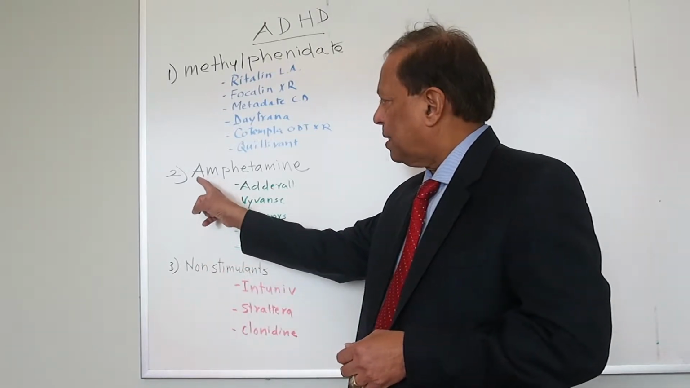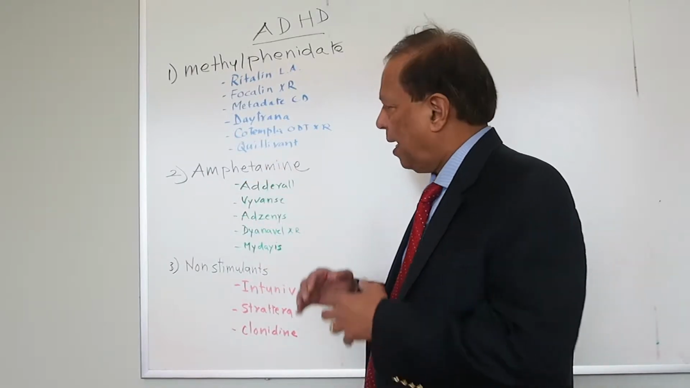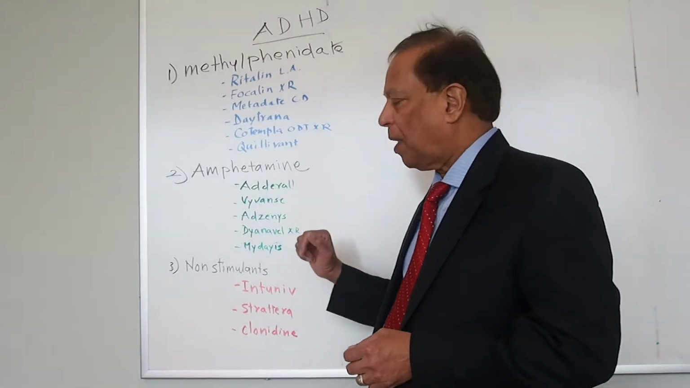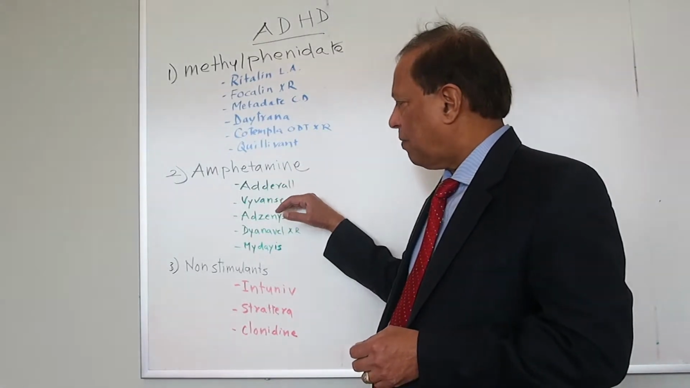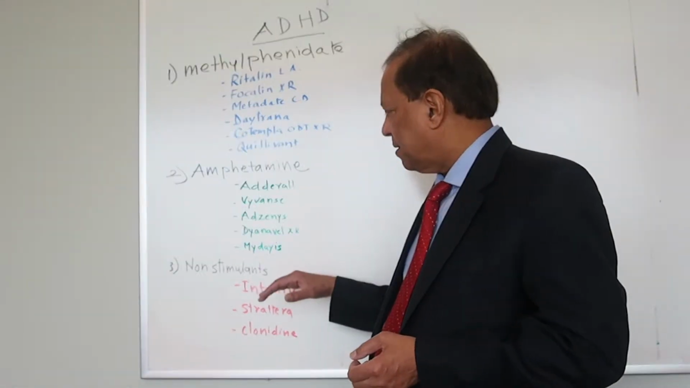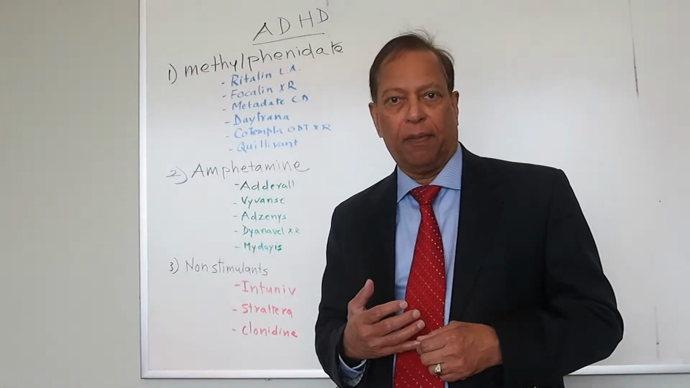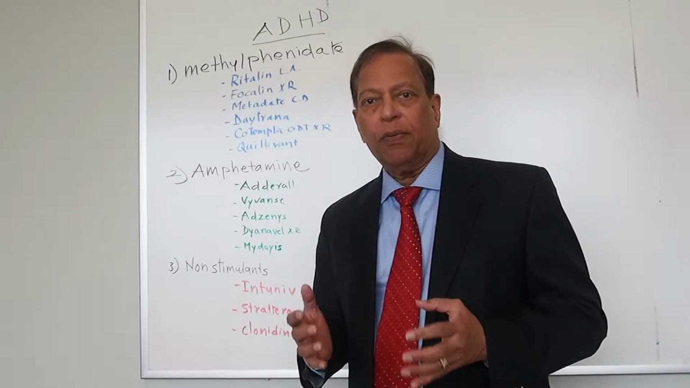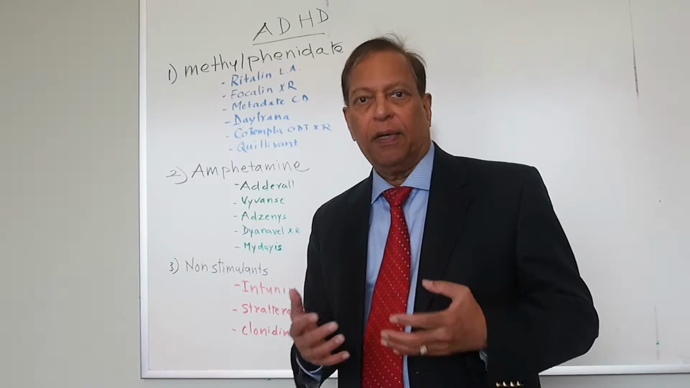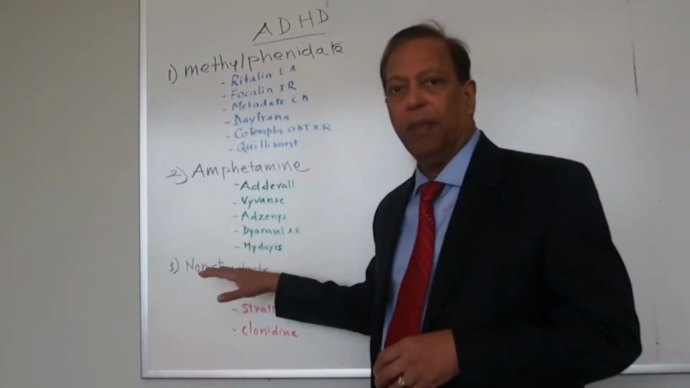The second group, as I said, is also a stimulant group, and that is called amphetamine. A classic example in this group is Adderall, which I'm sure you probably know the name, Vyvanse, and there are some new ones that have come on the market, like Adzenys, Dyanavel, Mydayis, and we'll see what they are as we go down. Now, sometimes some children do not do well on stimulants and they need a different product. And therefore, we have something called non-stimulant medications.